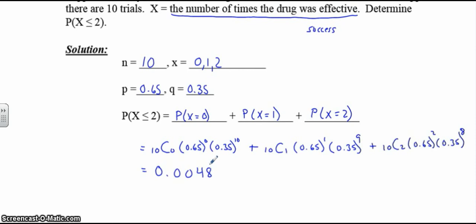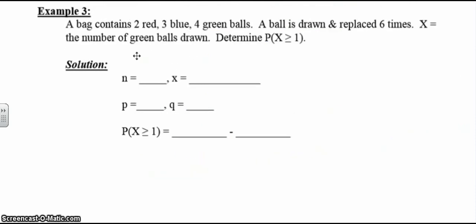0.0048. Now, if you think you get it, you can move on and try examples 3 and 4 on your own. If not, I'll do example 3 with you, and you can try example 4 on your own.